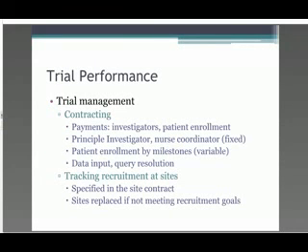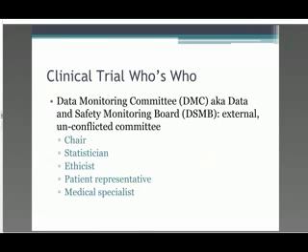So in terms of trial performance, we have trial management, and then tracking recruitment at the sites. I don't think we need to belabor this. The Data Monitoring Committee, also known as the Data and Safety Monitoring Board, DSMB, so take your pick on nomenclature there, is an external, unconflicted committee. It consists of a chair, a statistician, an ethicist, a patient representative, and a specialist in the area of interest of the clinical trial. So, for example, Pompe disease, we may be talking a geneticist, neurologist, cardiologist, pulmonologist, and so on.